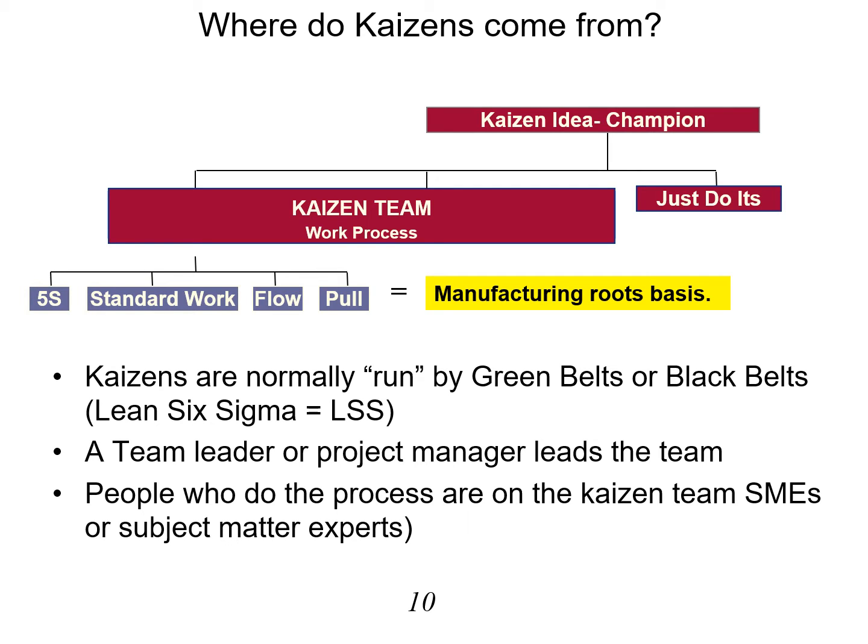Where do Kaizens come from? First of all, you got to have a champion in a Kaizen team. It is a manufacturing-based way to do things. They're run by green belts or black belts. Team leader or project manager leads the team. The best people to do a Kaizen are people who actually do the process or subject matter experts.